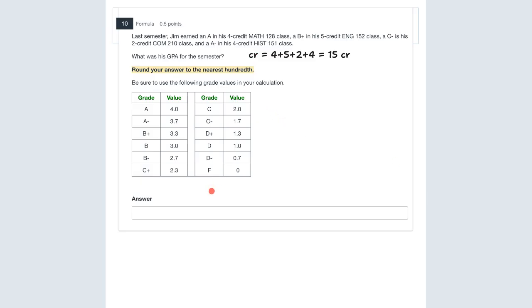And let's write it all out. So I'm going to put it down below here. This is going to be 4 times the A plus 5 times a B plus 2 times a C minus, got my plus sign, plus 4 times an A minus. Big fraction bar here, right? And I'm dividing by 15 credits.